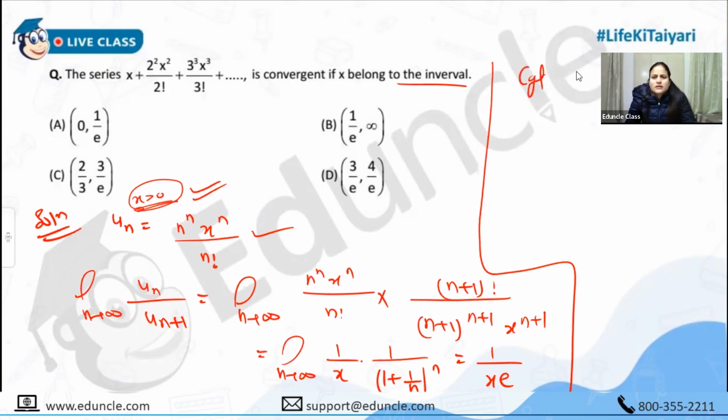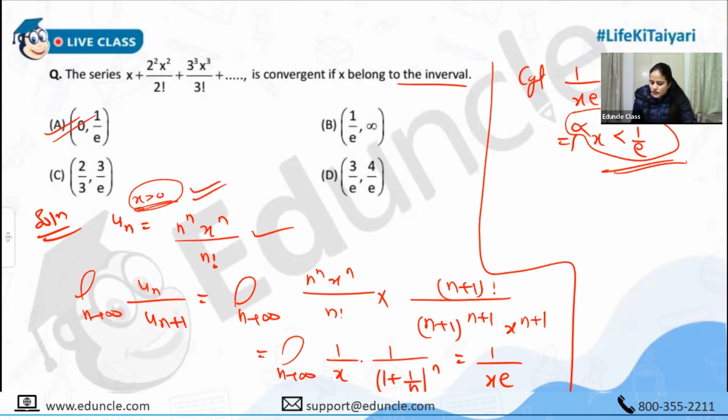So we know that the series is convergent if the ratio's limit, that is 1 upon x, is greater than 1. So this implies that my x is less than 1 by e, as I am taking x is greater than 0. Yes, correct. So the region of convergence will be 0 to 1 by e. Correct. So A option is correct.